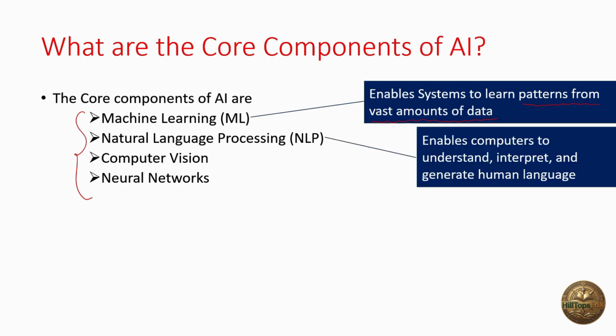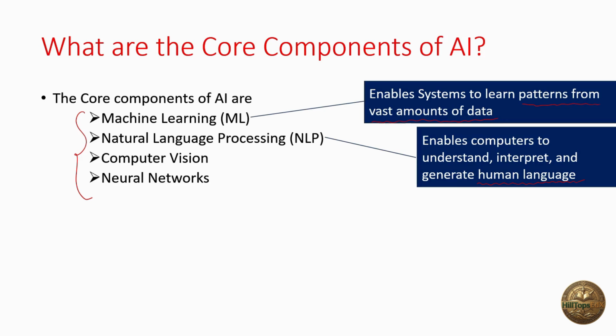Natural language processing enables computers to understand, interpret, and generate human language. So the keywords here are human language: understanding, interpreting, and generating human language. This is the job of natural language processing.